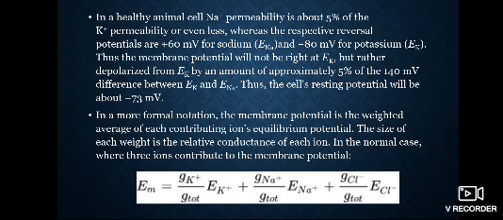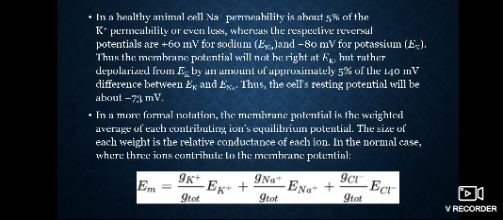E_K. In a healthy animal cell, Na+ permeability is about 5% of the K+ permeability or even less, whereas the respective reversal potentials are +60 mV for sodium and -60 mV for potassium. Thus, the membrane potential will not be right at E_K, but rather depolarized from E_K by an amount of approximately 5% of the 140 mV difference between E_K and E_Na.